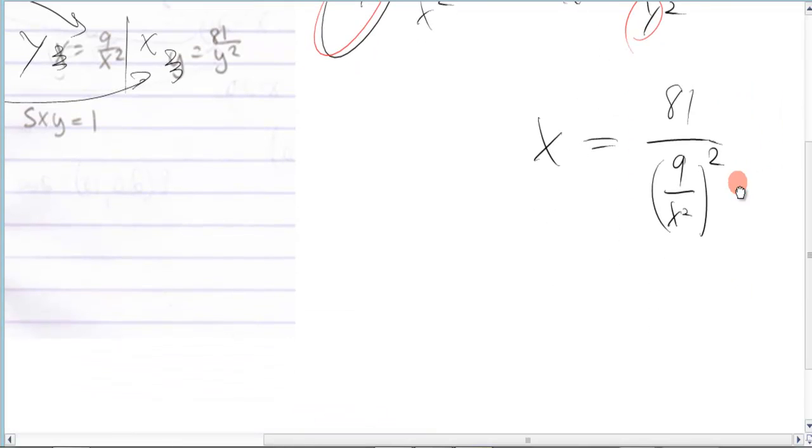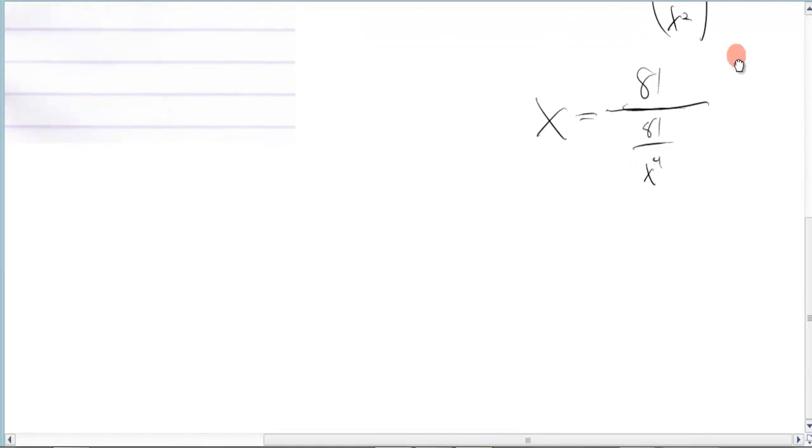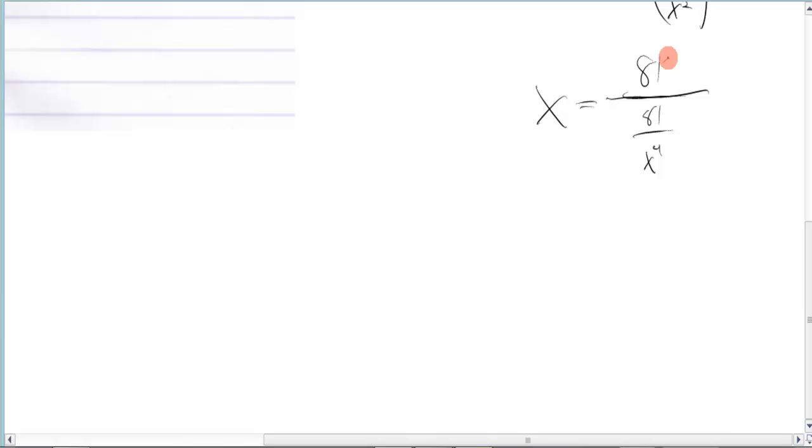So now that we've got that part, simplification once again. 81 over 9 over x squared would make x to the 4th. And then simplifying this fraction, the 81s would divide, the x to the 4th comes up to the top. So that means I've got x equals x to the 4th. So I need to solve this.